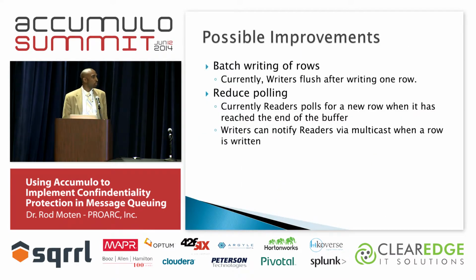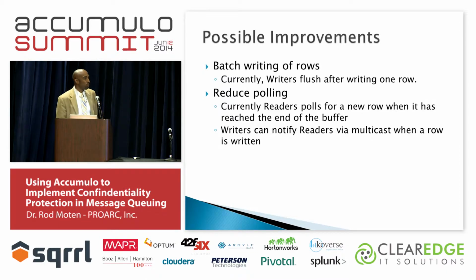There's some improvements we could have made that we realized after the fact. And also, some of it was intentional because we wanted to compare bare bones Accumulo to bare bones QPid. One thing I didn't mention is that we did use the batch writer, but we actually aren't batching the writes. We flush on every write, so that definitely can be improved.